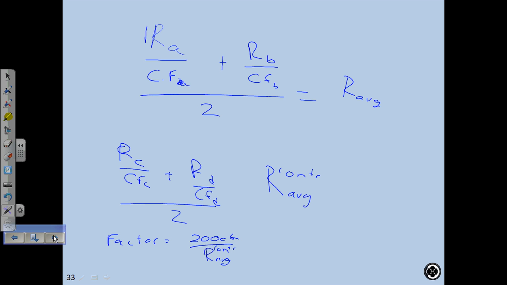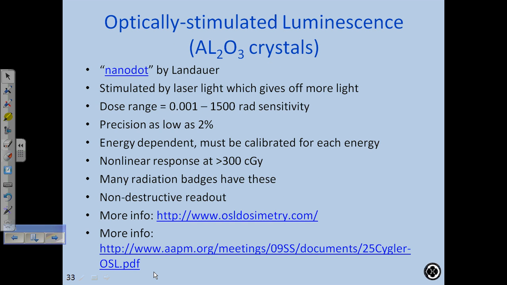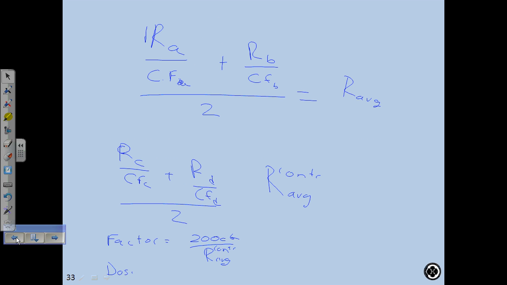So dose is equal to our average times factor. That's how you do that. I think that makes sense. Average control divided by 2. I think that works. Anyway, it's on your assignment.